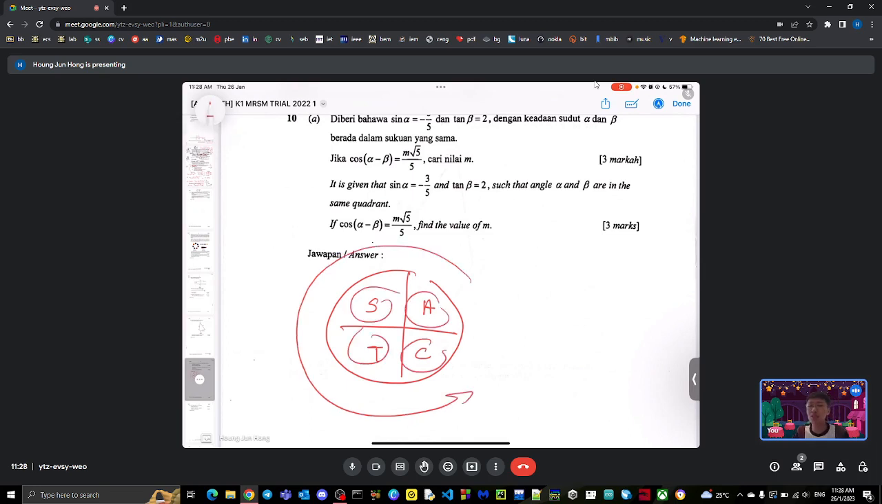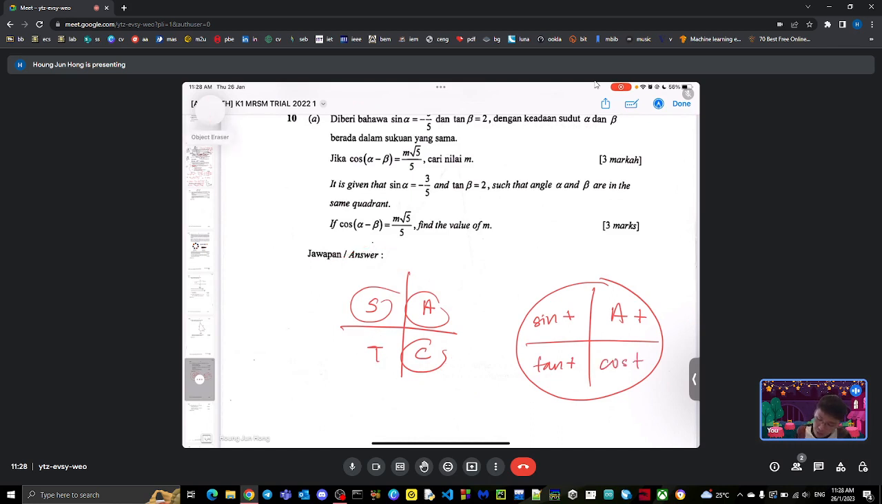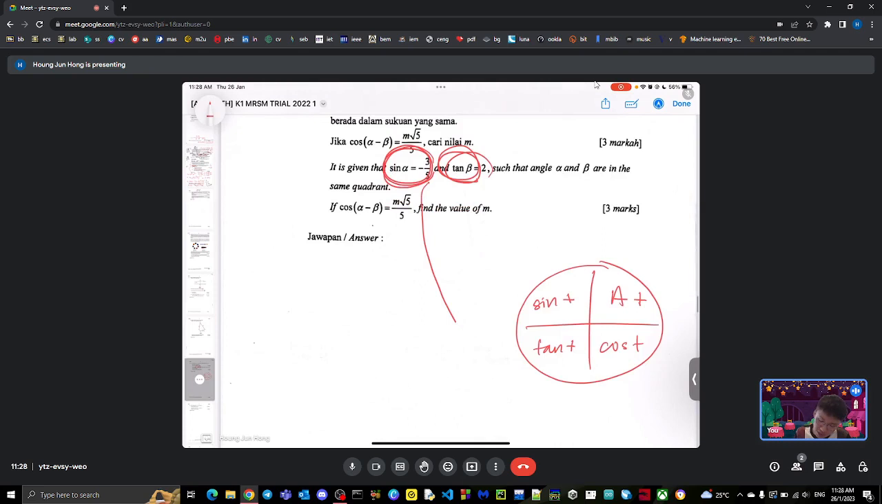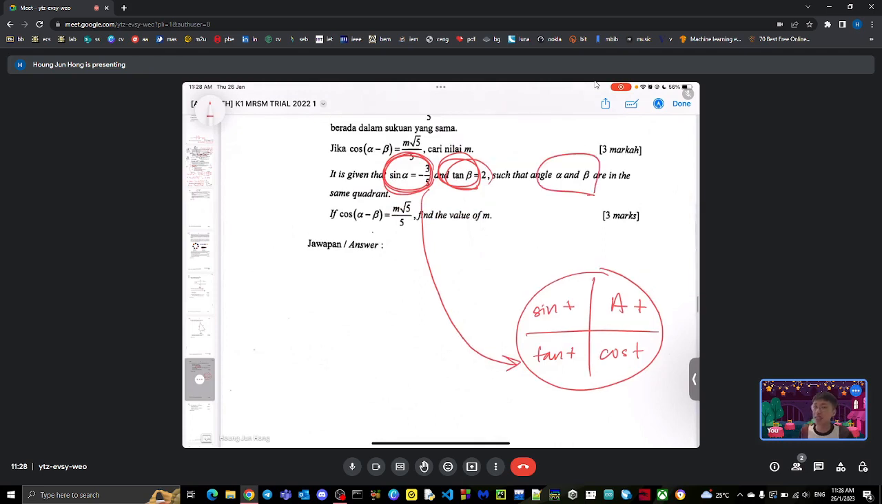Basically this circle tells you that in the first quadrant everything is positive, all positive. In the second quadrant only sine is positive. In the third quadrant only tangent is positive. And finally, in the last quadrant only cos is positive. Based on this relationship, when sine is negative but tangent is positive, it should fall into the third quadrant, because alpha and beta are in the same quadrant, which is from 180 to 270.